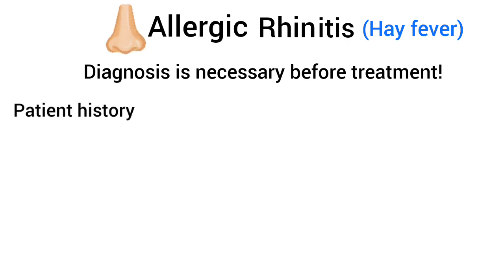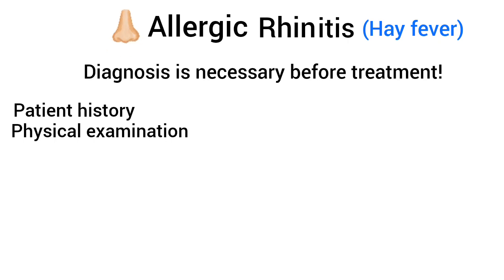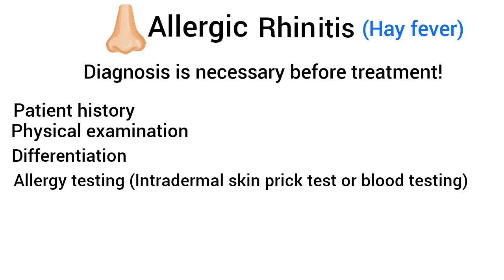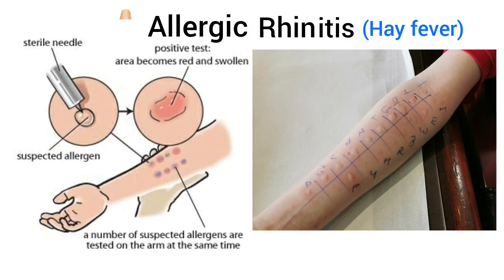Of course, we cannot treat any patient with rhinitis without diagnosis, so the doctor will take a patient history and do a physical examination to know the symptoms, and we're going, of course, to state the symptoms in a few minutes. So he will take the symptoms and he will differentiate between allergic rhinitis and similar conditions such as common cold, which has kind of the same symptoms, so he must differentiate between them. And of course, he can carry out allergy testing, which includes the skin prick test, where we place different allergens on the skin and we note the inflammation and the allergy that is happening on the skin, or we can do a blood test.